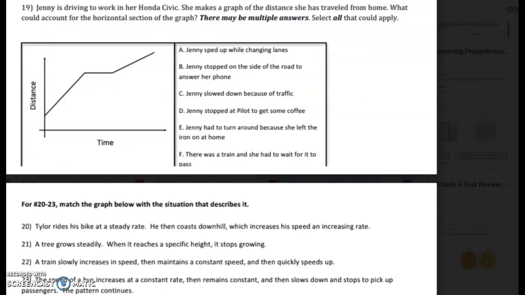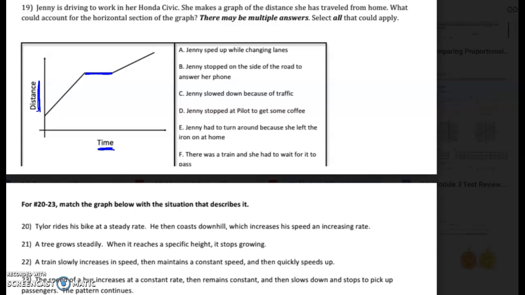Looking at number 19, we have Jenny driving to work, and she has a graph that is showing the distance that she is traveling from home over time. And so we want to know what could account for the horizontal section, this flat section of the graph. So let's think about what's happening throughout this graph.